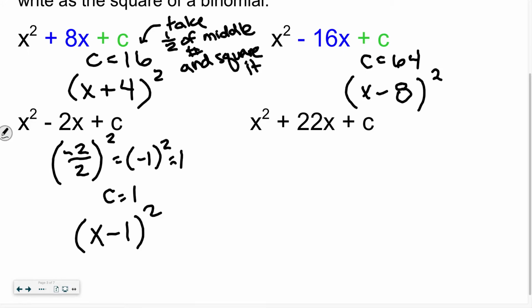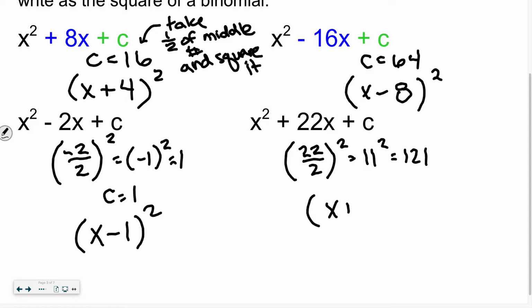And then this one we could do the same method, 22 divided by 2, quantity squared. That's 11 squared, which is 121. So that would be x plus 11, quantity squared.